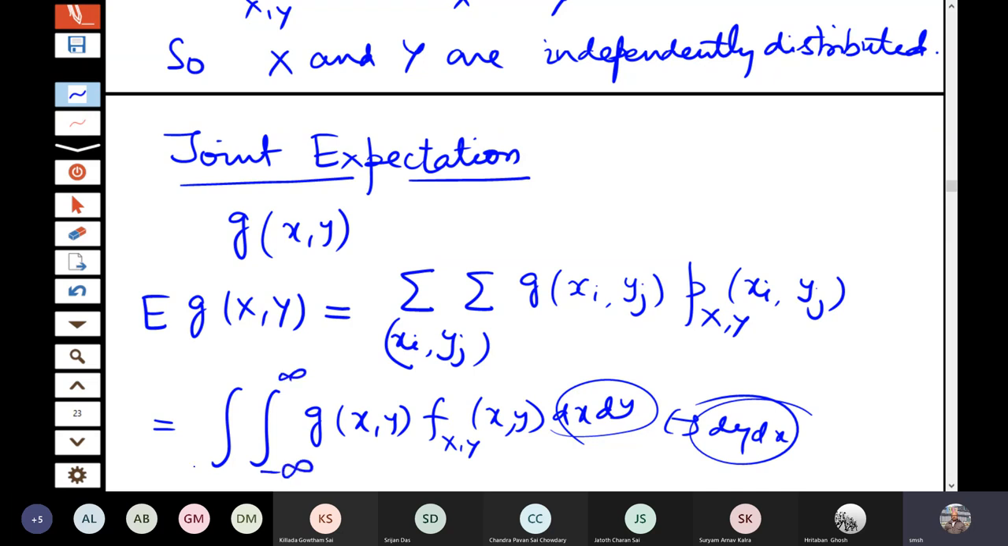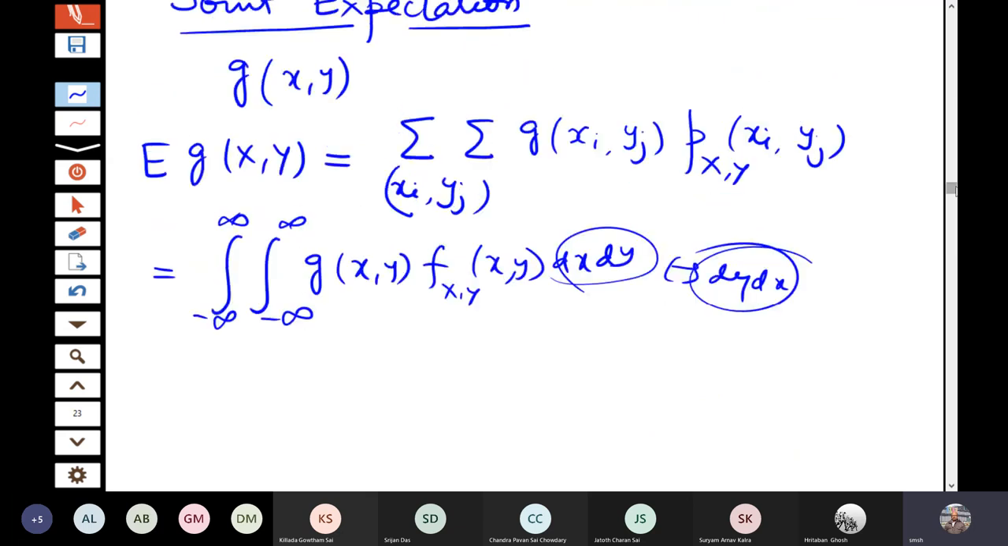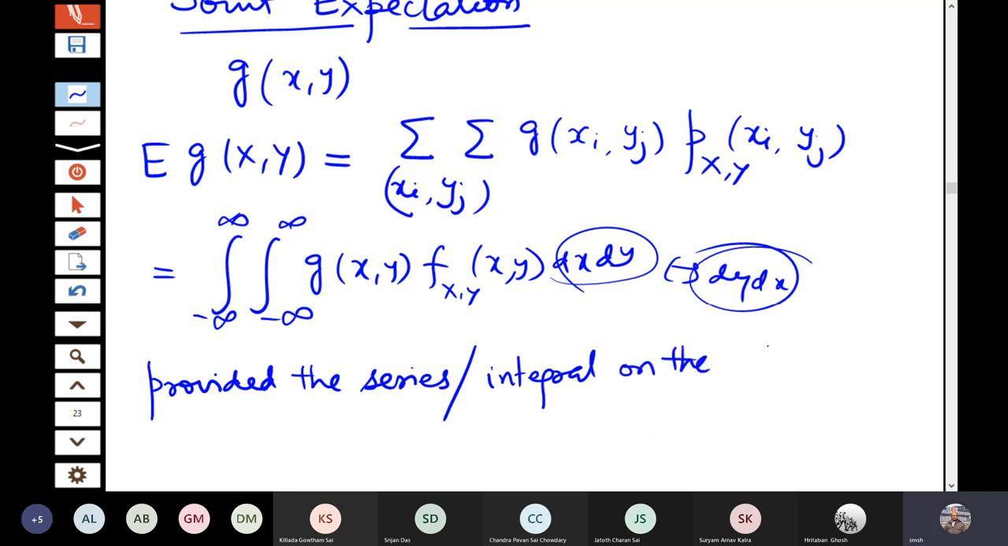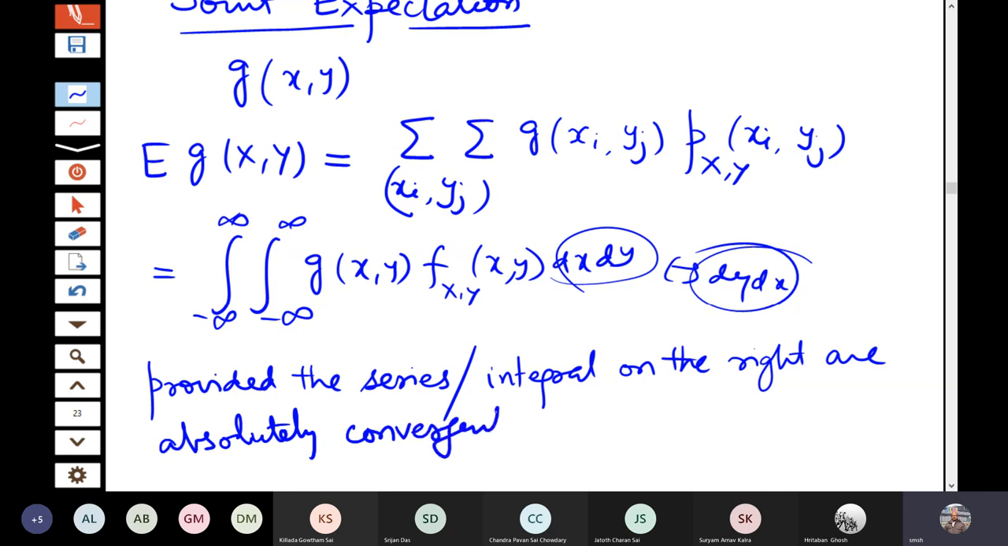The reason is that if the expectation exists, then both will be the same. If the expectation does not exist, then of course they will not be the same, but that case we are not considering. We are considering this provided the series or the integral on the right are absolutely convergent. So this is the discrete case and this is the continuous case.